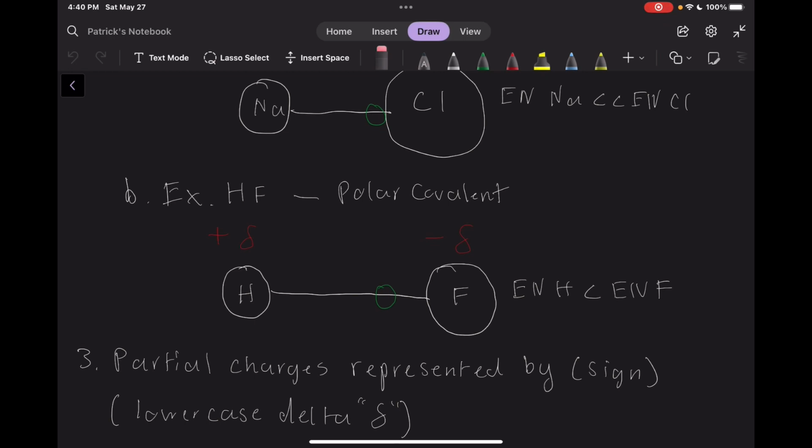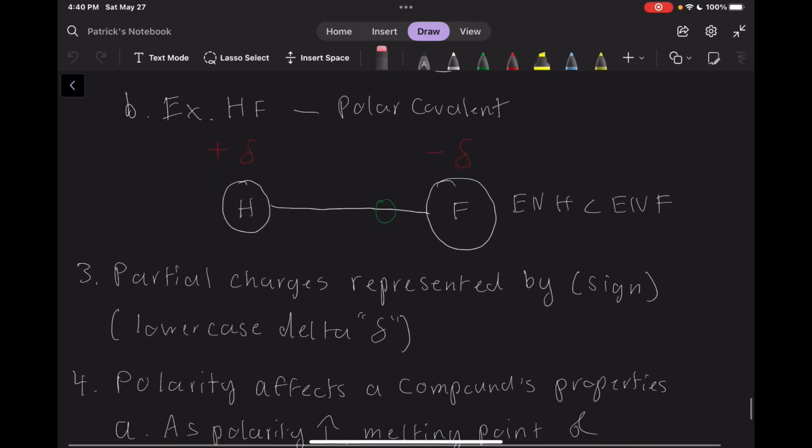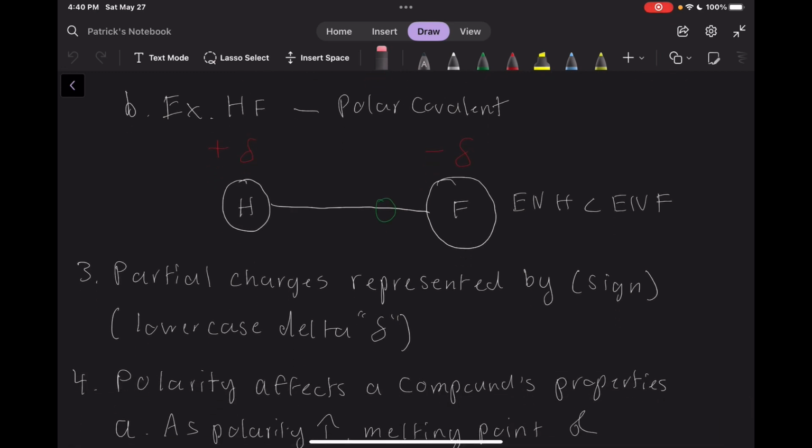These fractions of charges are what we refer to as partial charges, and they are only found in polar covalent molecules. Partial charges are, as can be seen in our drawing, represented by the lowercase Greek letter delta, which we became acquainted with in an earlier video.